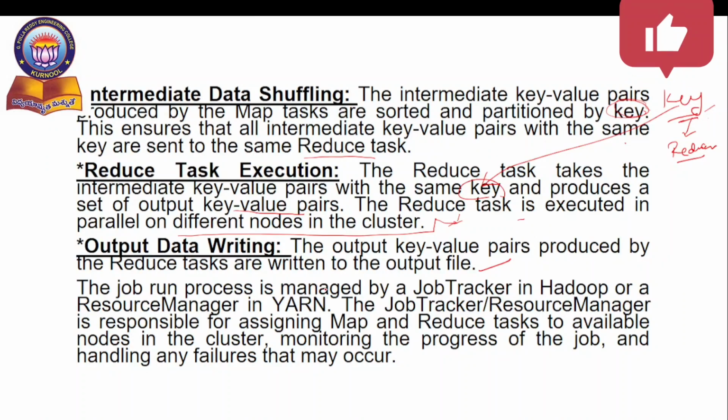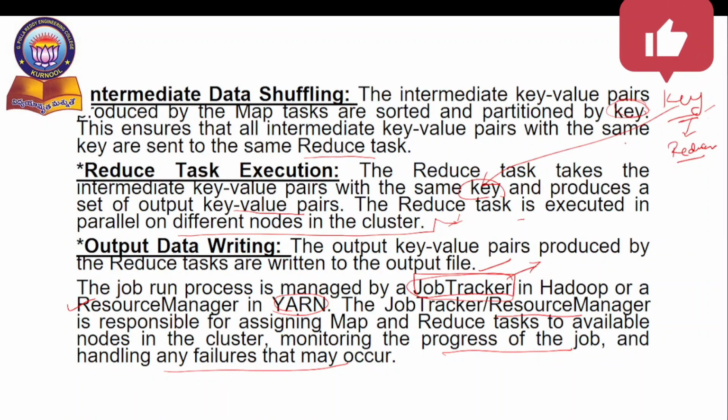The job run process is managed by a job tracker in Hadoop. So as we know, we are talking about Hadoop. The job run is called the job tracker in the Hadoop system, or the resource manager in Yarn. If you are using Yarn as a job manager, then you will use the resource manager, which takes care of the job run process. The job tracker or resource manager is responsible for assigning map and reduce tasks to available nodes in the cluster, monitoring the progress of the job and handling any failures that may occur during the MapReduce task.